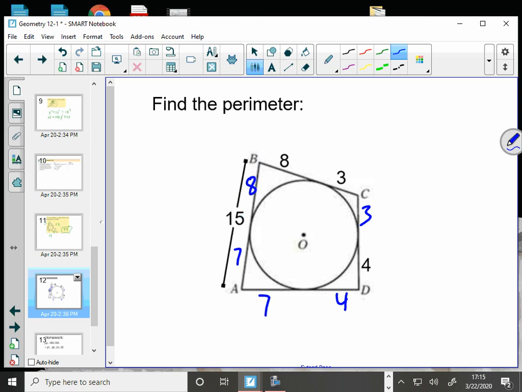And this is 7. So we have 15 and 11 and 7 and 11. So that gives me 11 twice, which is 22. 22 plus 15 is 37, plus 7 is 44. 44 is the perimeter. Oh, that's what tangent lines are.